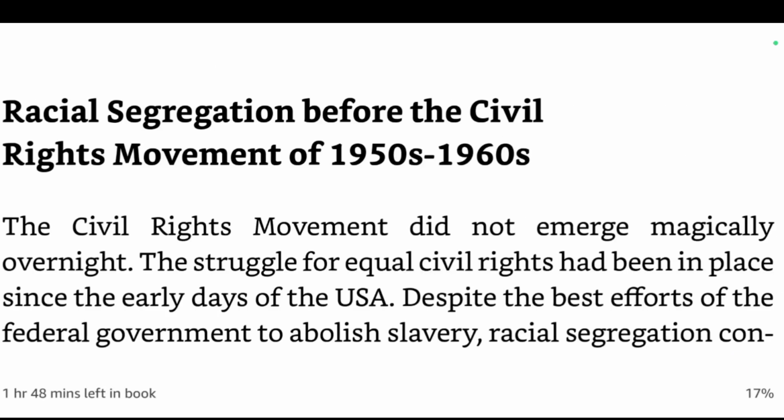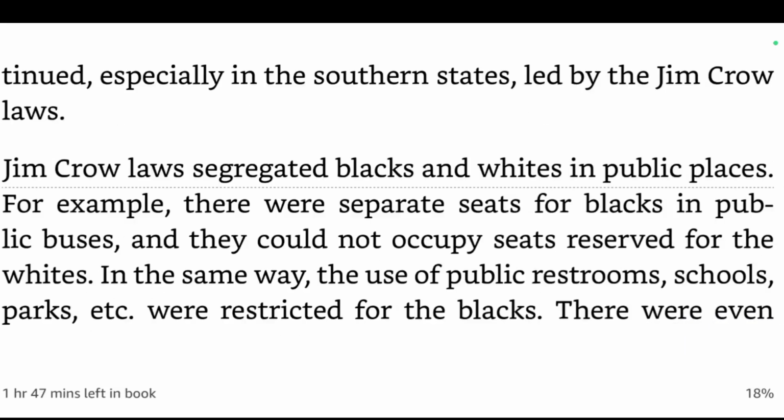Racial segregation before the civil rights movement of the 1950s and 1960s. The civil rights movement did not emerge magically overnight. The struggle for equal civil rights had been in place since the early days of the United States of America. Despite the best efforts of the federal government to abolish slavery, racial segregation continued, especially in the southern states, led by the Jim Crow laws.